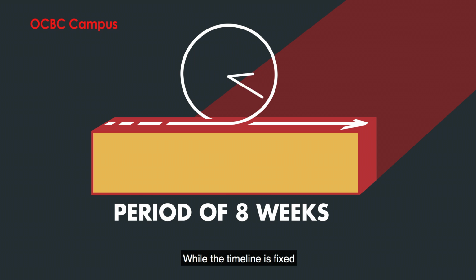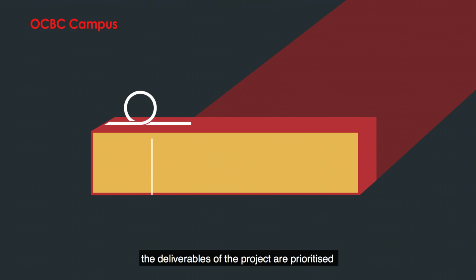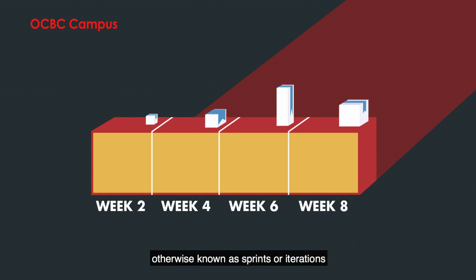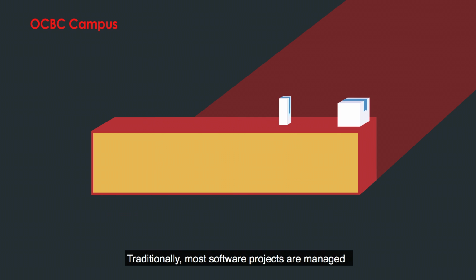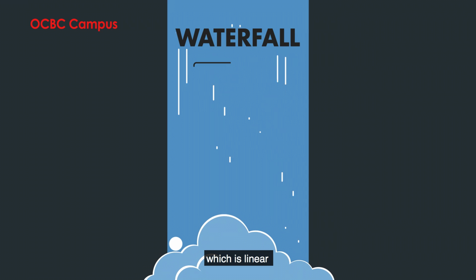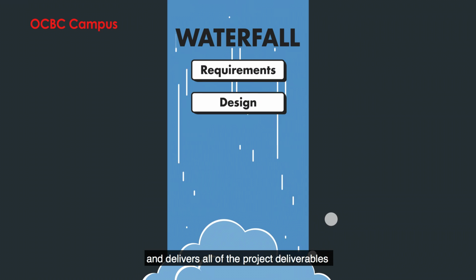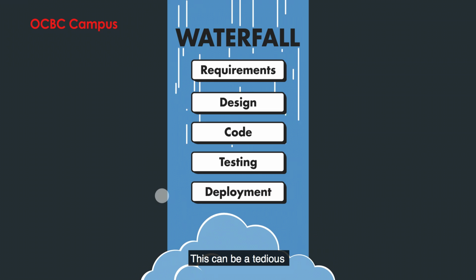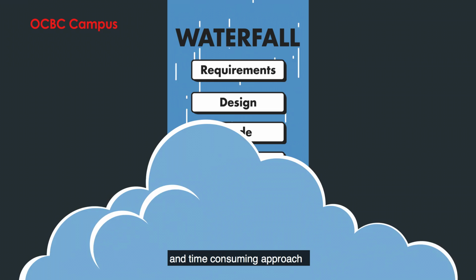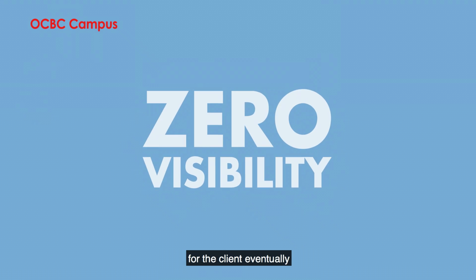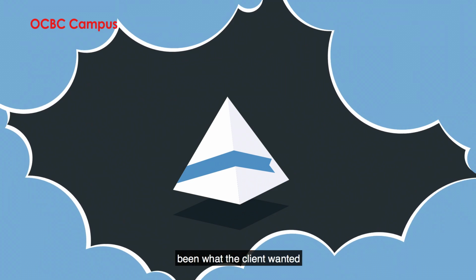While the timeline is fixed, the deliverables of the project are prioritized and delivered in a 2-week cycle, otherwise known as sprints or iterations. Traditionally, most software projects are managed using the Waterfall Method, which is linear and delivers all of the project deliverables at one go and at the end of the project. This can be a tedious and time-consuming approach, and because there is zero visibility to the client, eventually the deliverables might not have been what the client wanted.